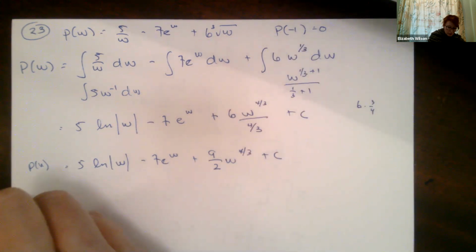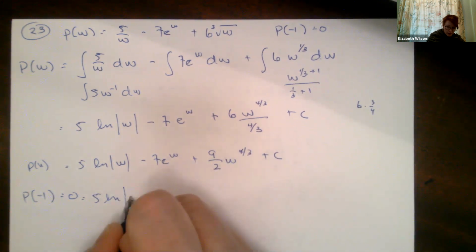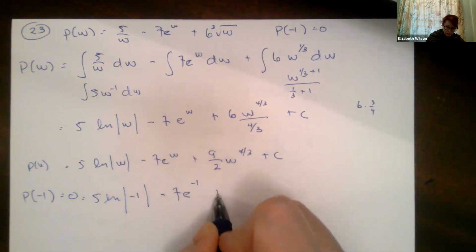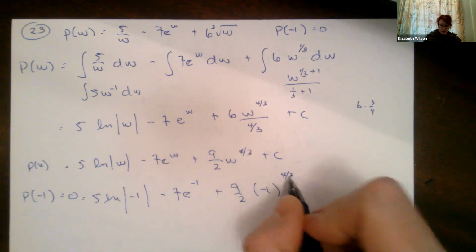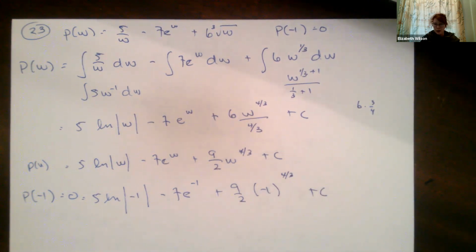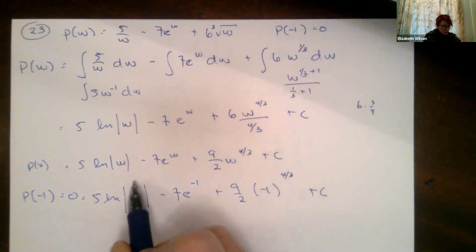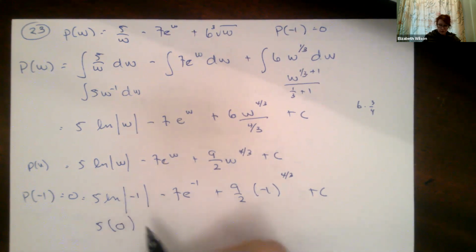So I'm going to say P of -1 equals 0. So 5 ln, watch what happens. It's the absolute value of -1, minus 7e to the -1, plus 9/2 times -1 to the 4/3, right? This is a cube root, so I can have a negative inside of my cube root. So right here, this becomes the ln of 1, which is equal to 0. So 5 times 0, okay?